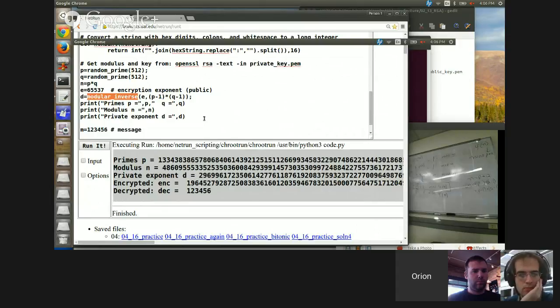A lot of math is really into this kind of stuff. That's mod. I start writing this the math way, and this says E times D equals 1 mod the quotient. It doesn't mean take 1, apply the mod operator, and then that's it. The mod applies to the whole thing.